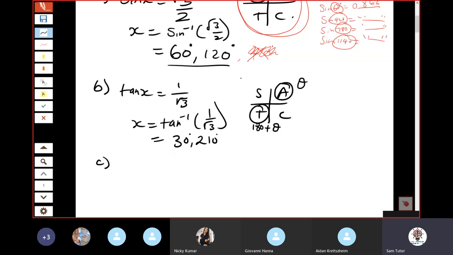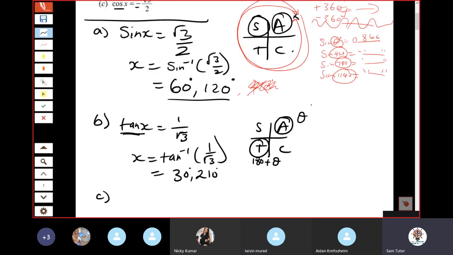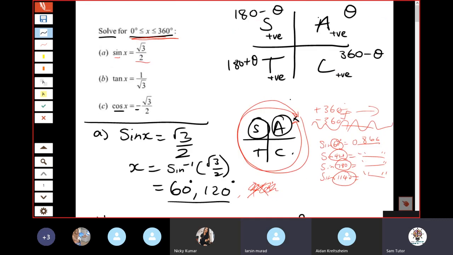Any questions from anybody there? Why was it A and T? Yeah. Tan. Where is tan positive? Do you remember where tan is positive? No. So let's go up. Have a look again. All of them are positive here. Sine is positive here. Tan is positive here, and cos is positive here.